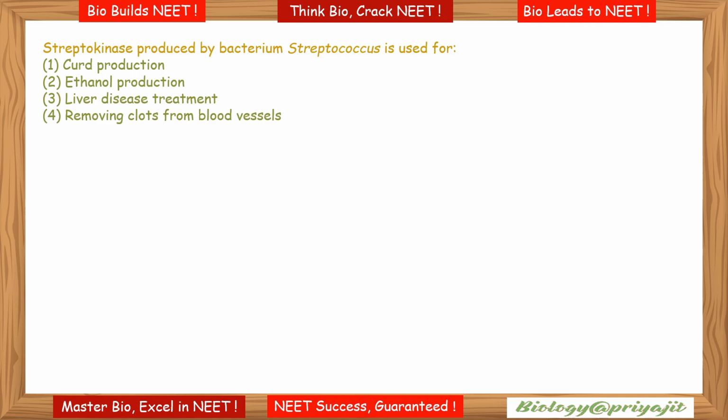Okay, streptokinase produced by bacterium Streptococcus is used as a clot buster. So Streptococcus is a clot buster for removing clots from the blood vessel of patients who have undergone myocardial infarction leading to heart attack.